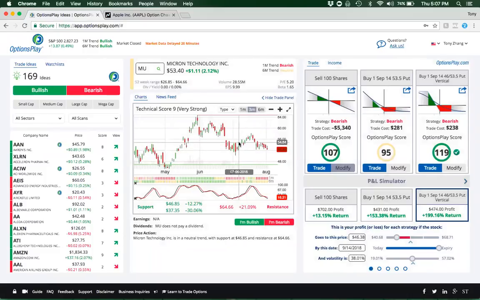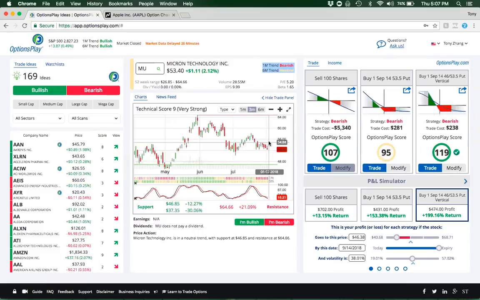Micron, very strong stock, score of 9. As you can see, the trend quality has certainly deteriorated over the last couple of weeks. The 1 month and 6 month trend has turned bearish. So I certainly think this 52 level is a support level that's sitting right around here. As you can see, it bounced a little higher today. And certainly stochastics is quite oversold here.